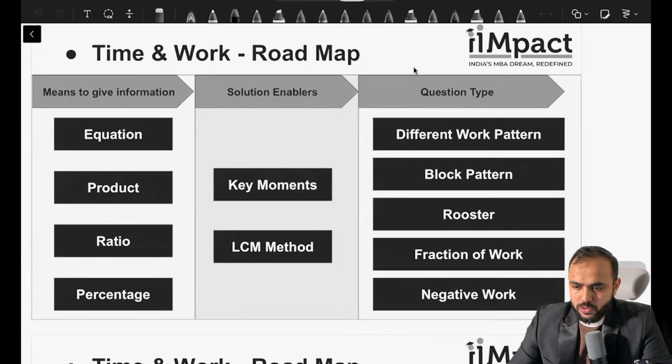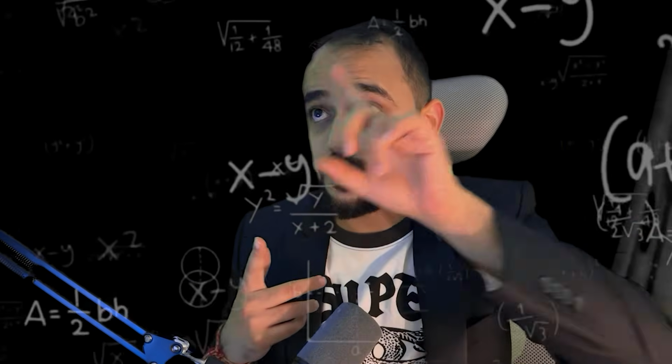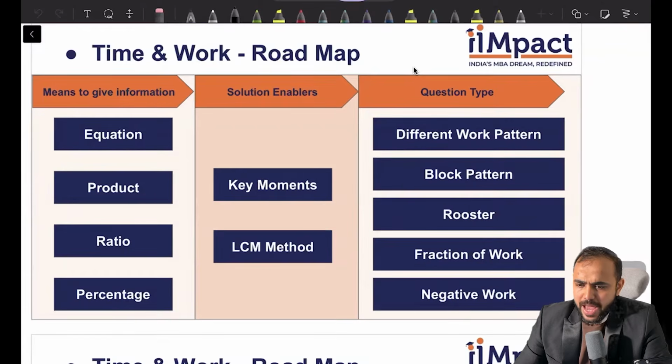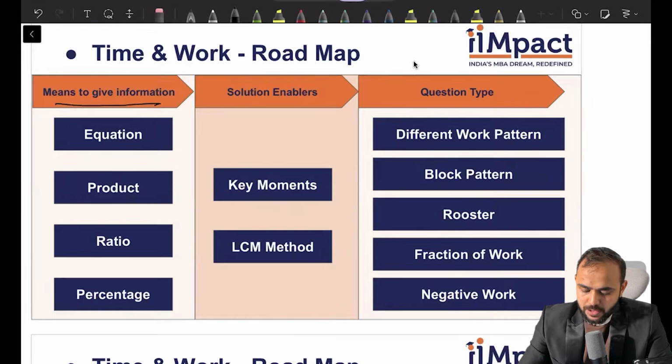We will use this framework to crack all the recent year CAT questions. Now, anything related with time would most probably come in the form of a word problem. And when there is a word problem, there is a lot of information and there are a lot of question types that are possible.